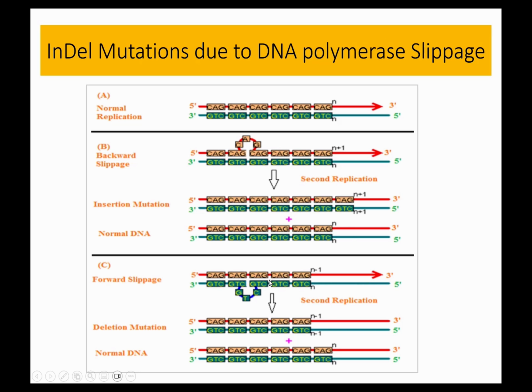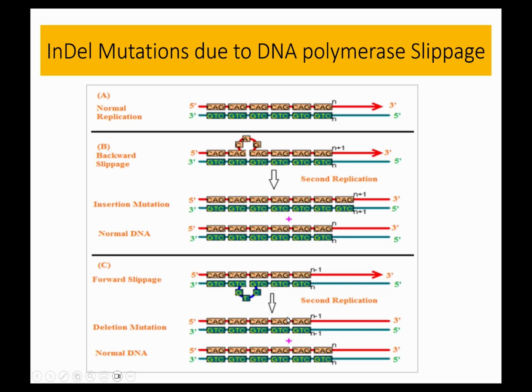So it skipped it. When it skips it, look at this. In the next replication round, the synthesized one is shorter. So now this is the mutant, and this is the wild type. The wild type was supposed to be this long. That makes sense. So you have one wild type and one cell with a deletion mutation. This is not damage. These are actually mutations.